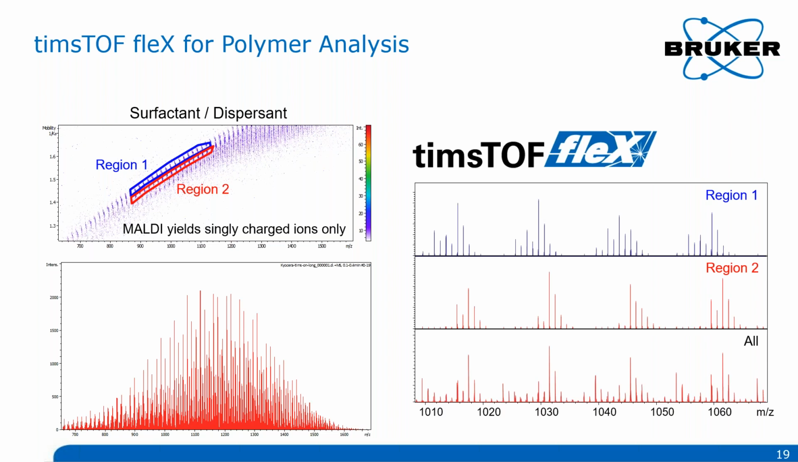We can outline two regions of interest in the heat map and extract mass spectra for each one of them individually. Naturally, it makes it much easier to distinguish monoisotopic peaks.